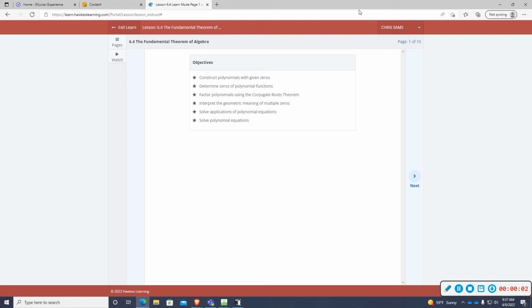Okay, today we're going to be looking at section 6.4, Fundamental Theorem of Algebra. The objectives are as follows. We want to construct polynomials with given zeros, determine zeros of polynomial functions, factor polynomials using the conjugate root theorem, interpret the geometric meaning of multiple zeros, solve applications of polynomial equations, and solve polynomial equations.